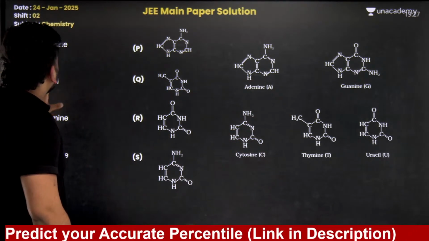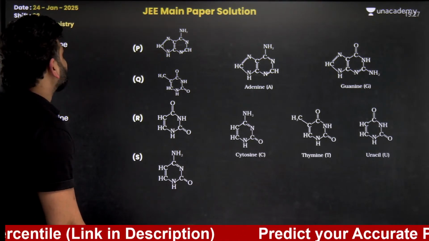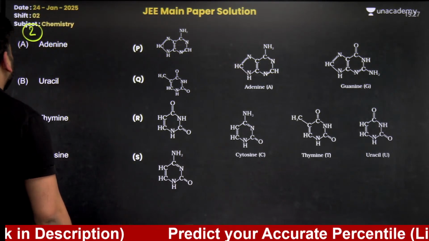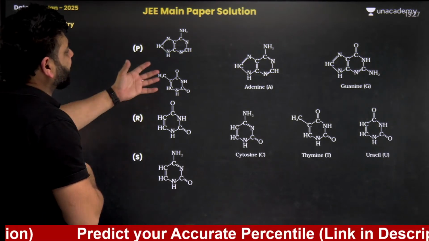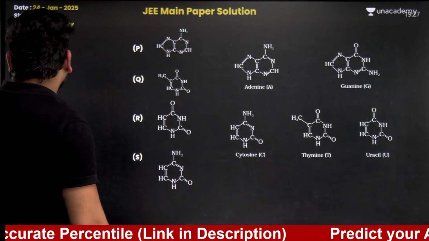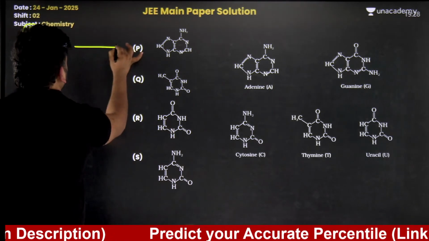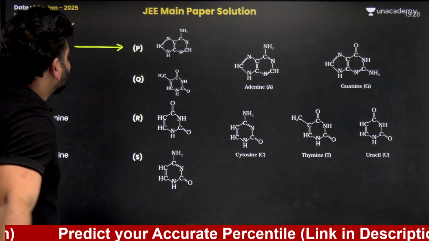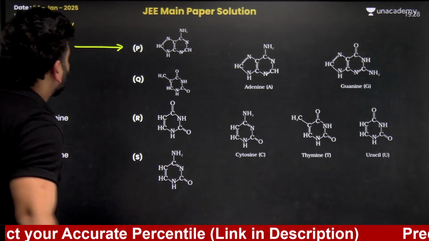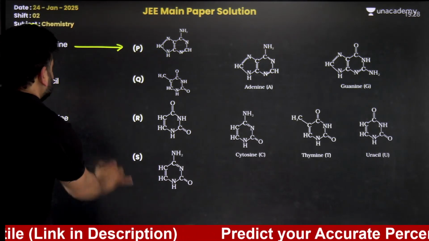Now, if we have to match them, we must know their structures, or unless we know their structure, you can't match them up. Everything is given over there: adenine, guanine, cytosine, thymine, and uracil. So C, adenine. I guess this is adenine. P, uracil. Uracil, where is uracil? That is over here.